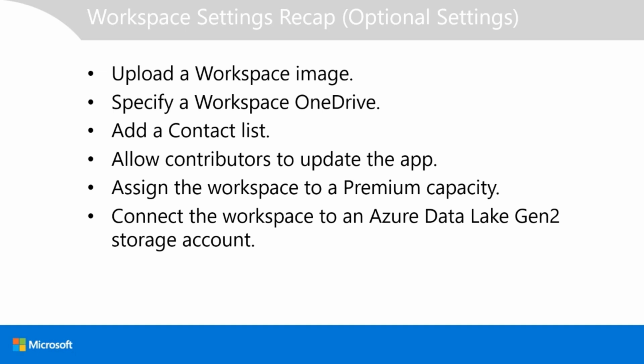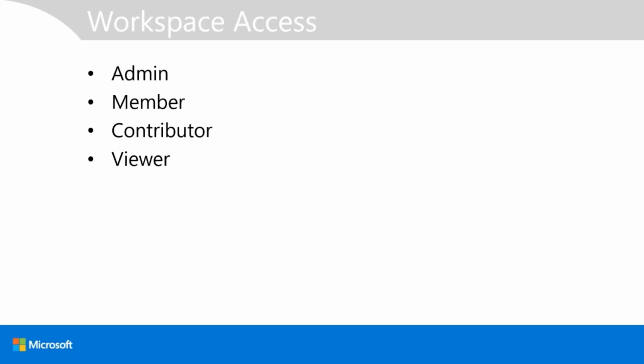Some optional settings for the workspace are: you can upload a workspace image, you can specify a workspace OneDrive, you can add a contact list for the workspace itself, you can allow contributors to update the app, you can assign the workspace to a premium capacity, and you can connect a workspace to an Azure Data Lake Gen 2 storage account. For workspace access, we'll go into more detail in a later sublesson. You can allow people to be either an admin, a member, a contributor, or a viewer of that workspace. And as mentioned, we're going to go into depth on what all these look like in a later sublesson.